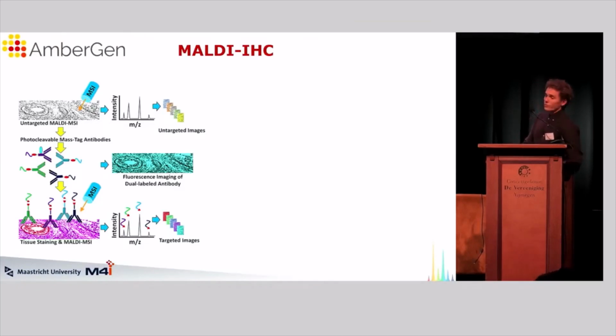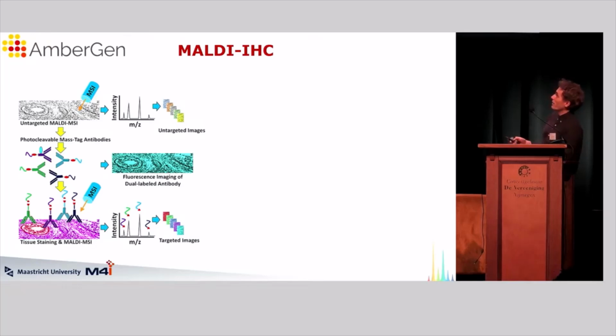The technique that we use here in the lab is mass spec imaging, which was described previously by Eva. So I need you to remember a bit the basics of that for this talk. But basically what we can do there is do untargeted MALDI imaging of lipids or metabolites in the tissue, and then we get a lot of untargeted images of our tissue of interest.